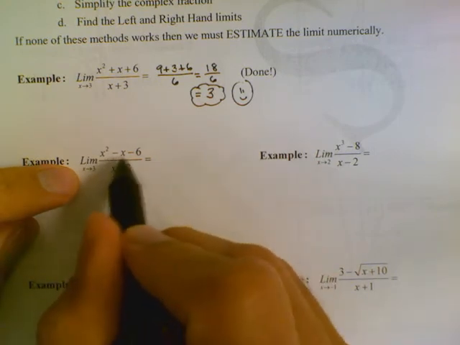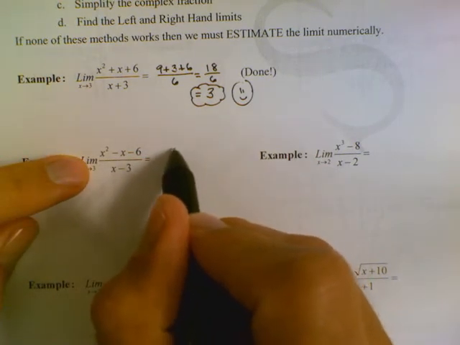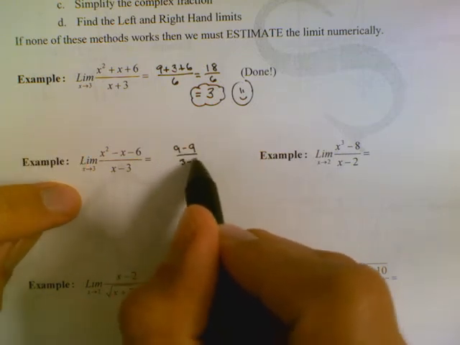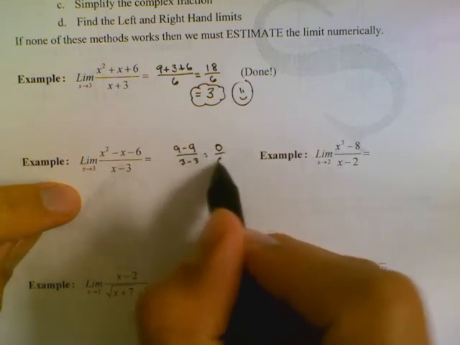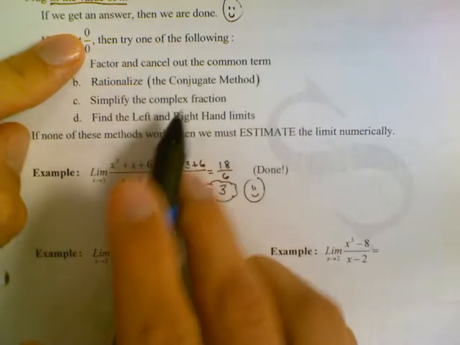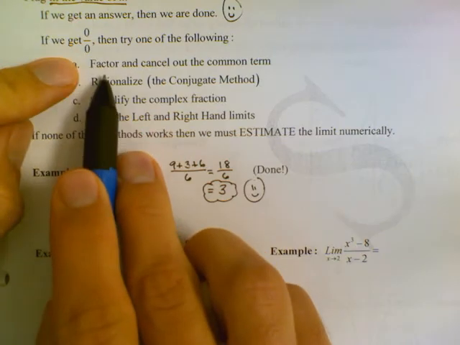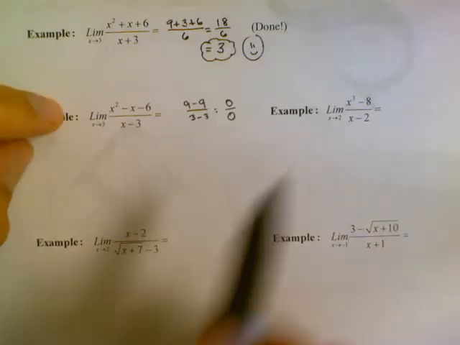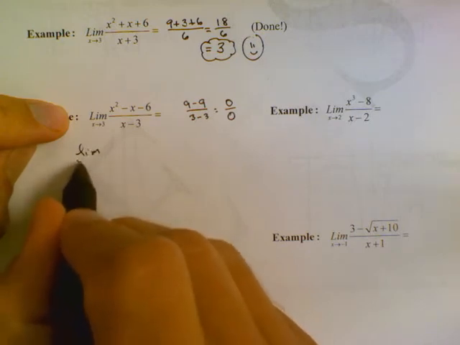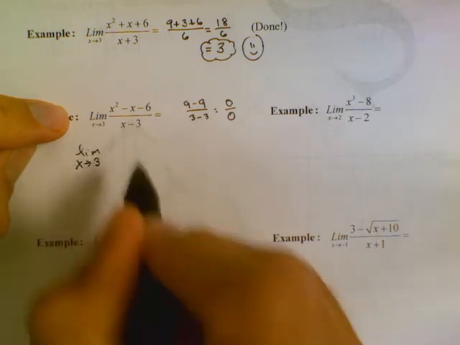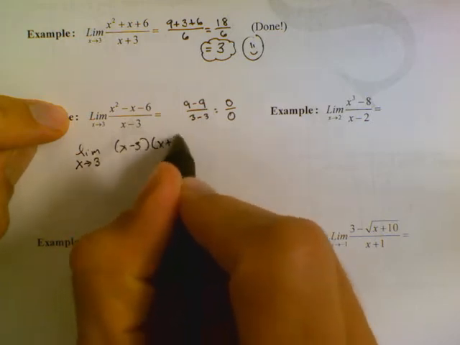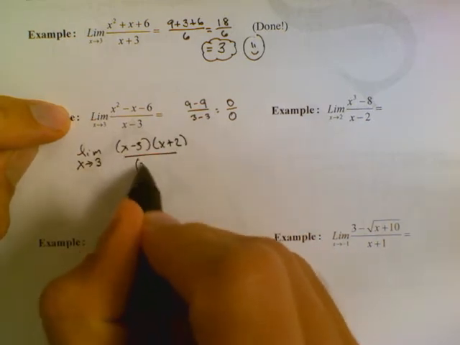Okay, here we put in 3. Get 9 minus 3 minus 6. So basically 9 minus 9 on top, 3 minus 3 on bottom. I'm getting this 0 over 0. And this is when we start our list. So we got 0 over 0. We're going to see if it'll factor. Well, that top one will factor. So make sure you write limit as x approaches 3, and then we'll write x minus 3 times x plus 2 on the top, and x minus 3 on the bottom.